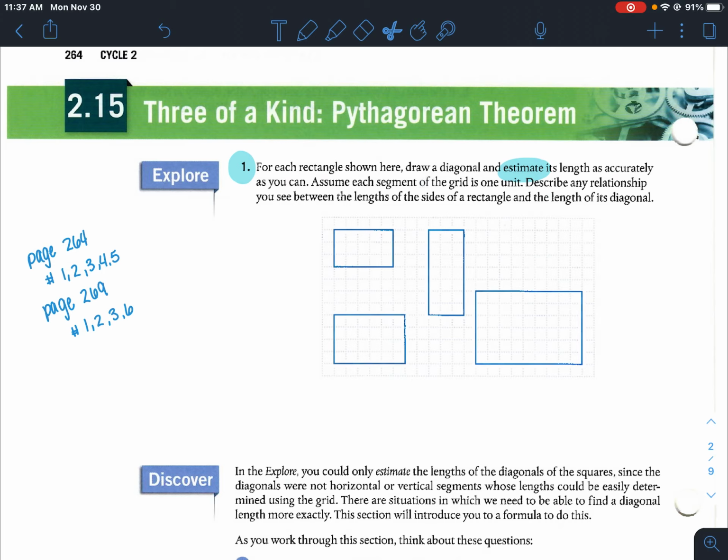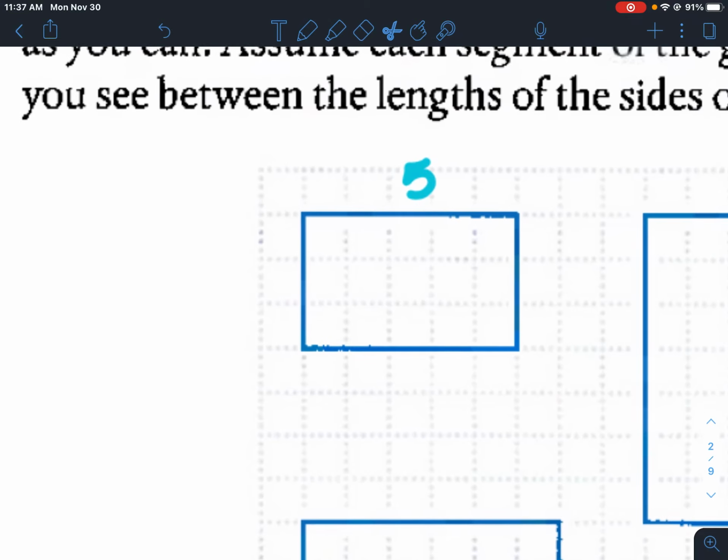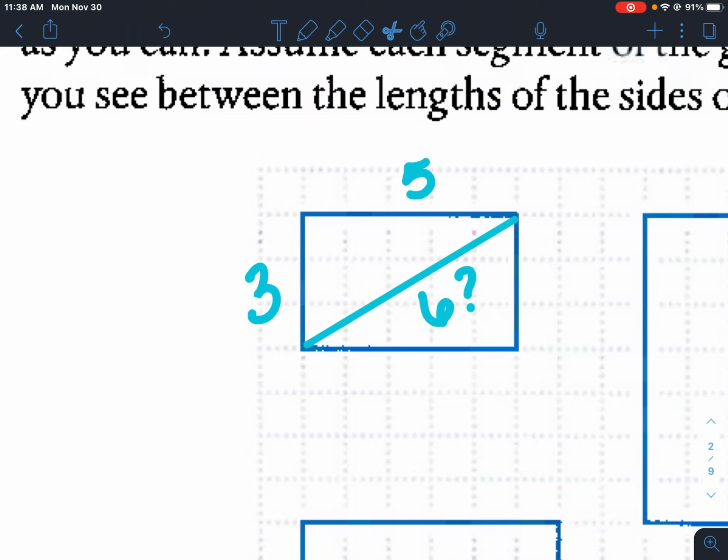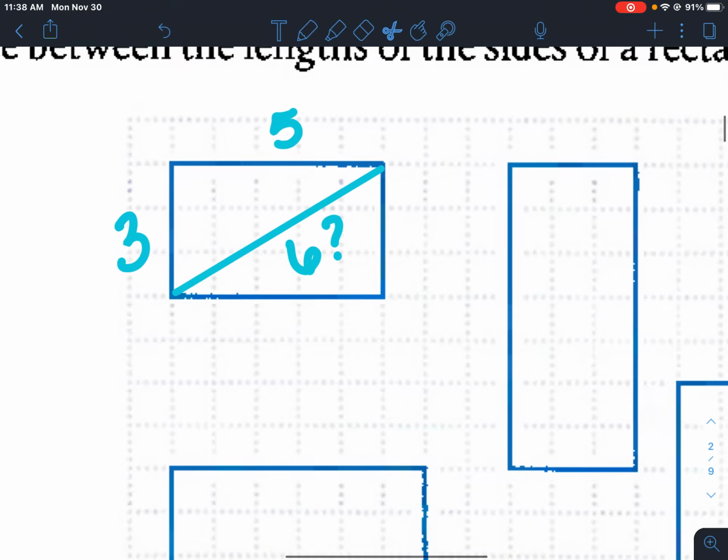So for this one, very simple. I'm going to count the units. So 1, 2, 3, 4, 5, 1, 2, 3. I'll draw in my diagonal and I'll kind of estimate how many squares I see. Yes, when I make my diagonal, it's not totally 6, but I just counted each square box that I went through as maybe 1 square. Is it accurate? No, they just told me to estimate, so that's what I did. That's how I estimated it.